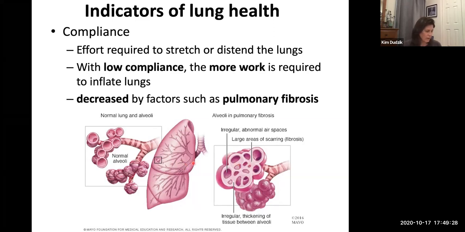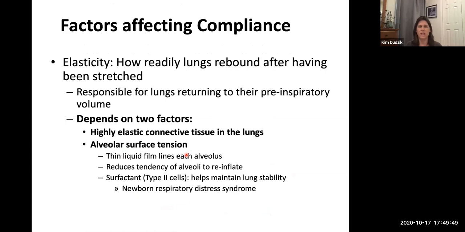Like I mentioned, other causes could be the lungs get filled with fluid, and that causes pressure on the outside here. So if there's pressure on the outside from extra fluid, that's going to make it harder to stretch the lungs. Anything that affects compliance. And so here are some effectors.